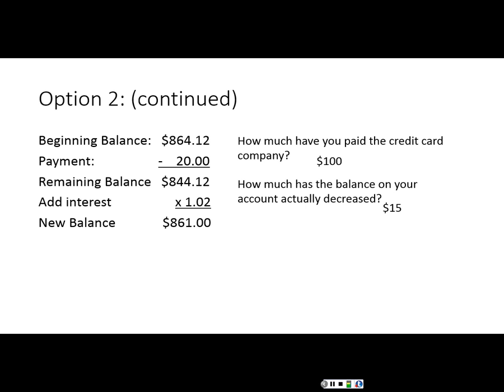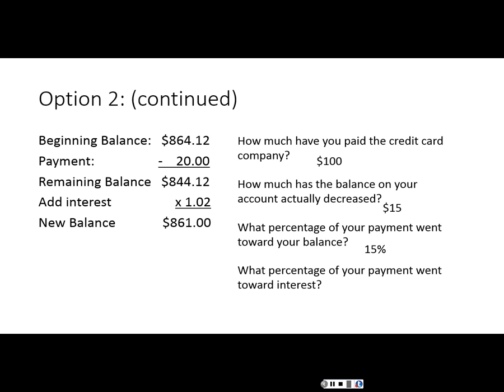I paid the credit card company $100 and my balance only decreased by $15. So what percentage of my payment went toward the balance? Well, 15 out of 100. I don't need a calculator for that. 15 out of 100 is 15% of the money that I sent to the credit card company went toward my bill. 85% of the money that I sent, $85 out of every 100, went toward interest. That's just free money for the credit card company.